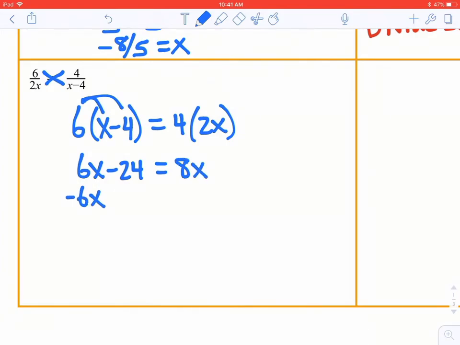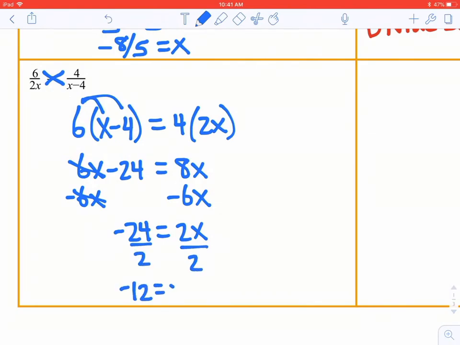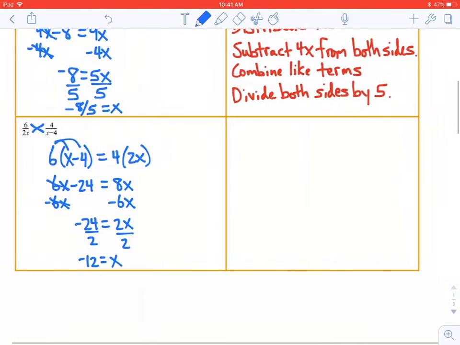I'm going to move the smaller term with x to the other side to combine the x's and bring down what's left. So negative 24 equals 2x. And then I have to divide both sides by 2. So I get that x would equal negative 12. So to verbally describe what I did, let's see.